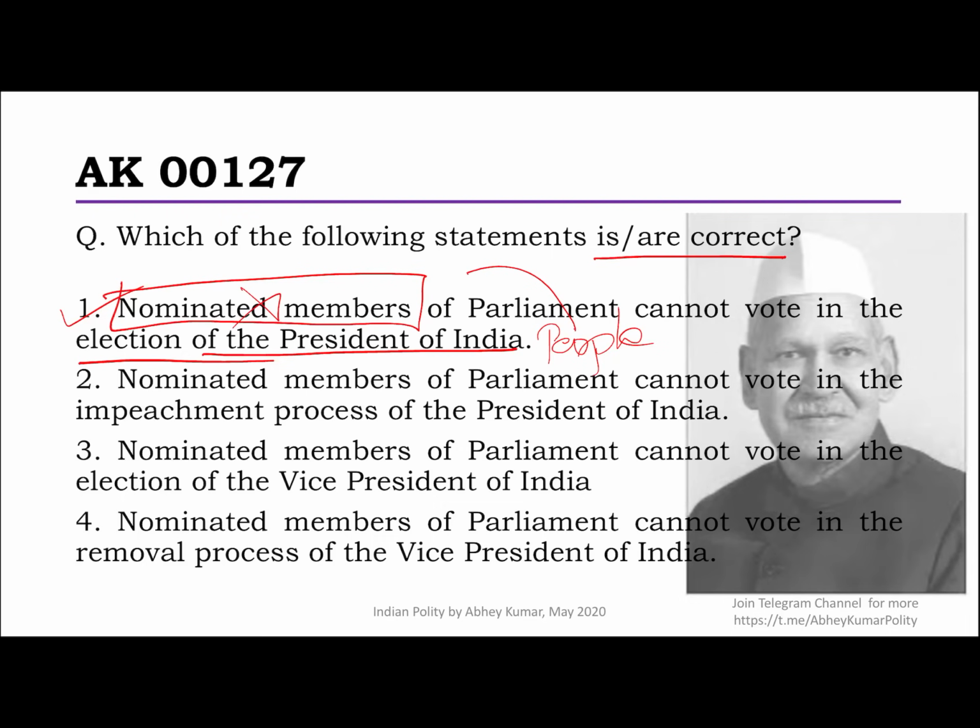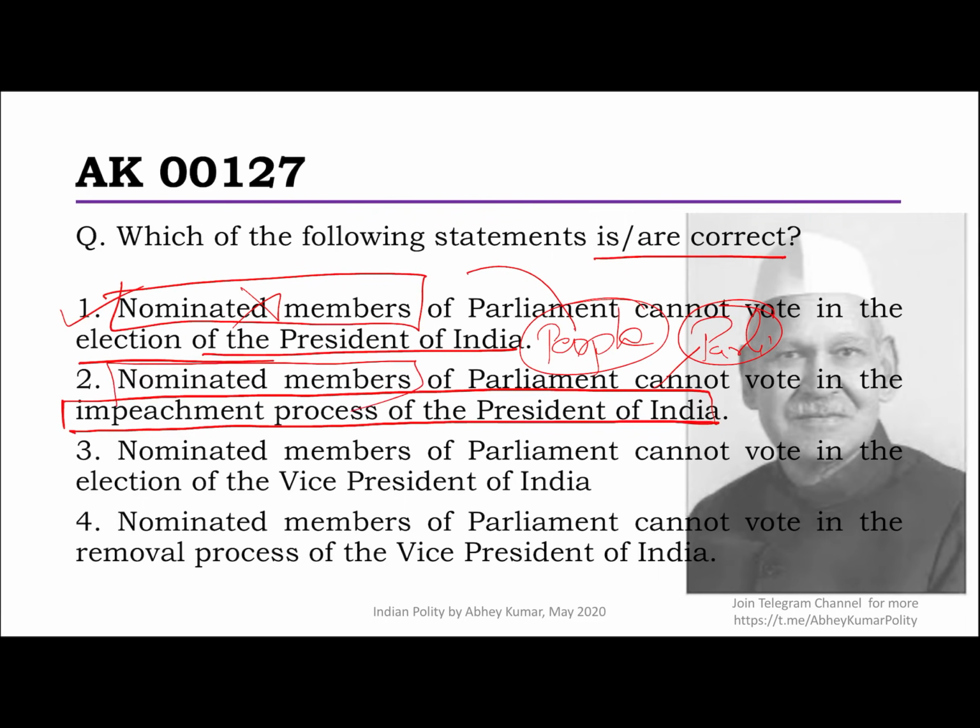Okay. The second statement says the nominated members cannot vote in the impeachment process of the President of India. Now understand this. The impeachment process of the President of India is done by the Parliament of India. Election is by the people of India, impeachment is by the Parliament of India, right? So when we say Parliament, elected member, nominated member, doesn't matter. Parliament consists of all types of members. So this is a wrong statement. They can definitely vote. Then third, nominated members of parliament cannot vote in the election of the Vice President of India.